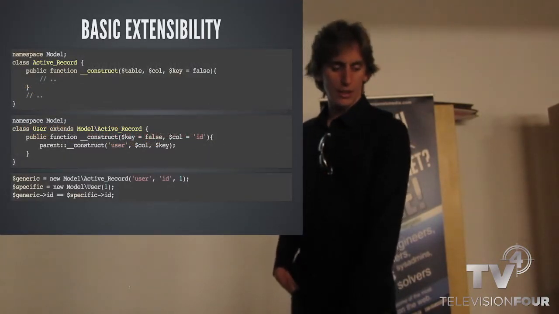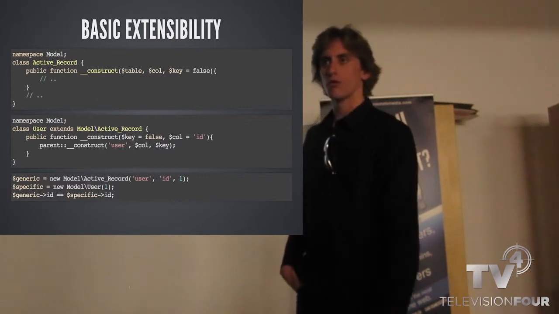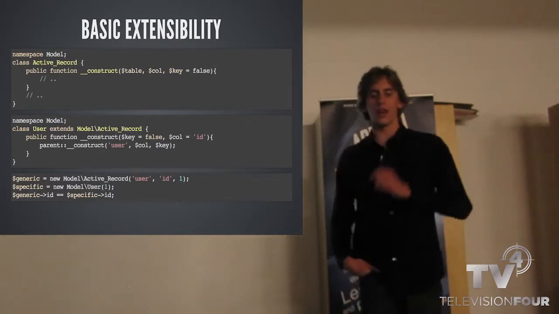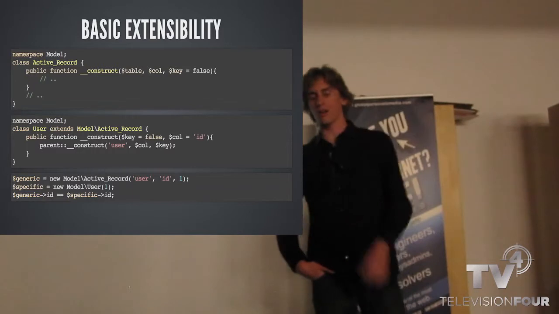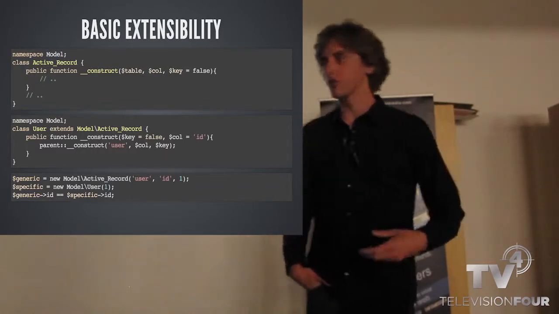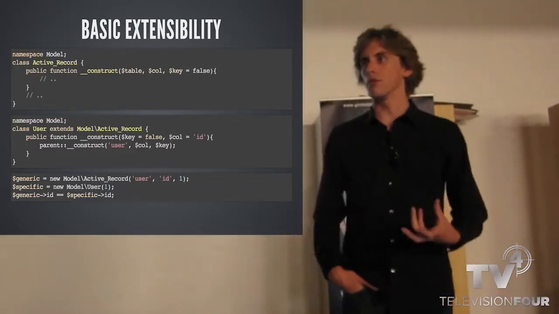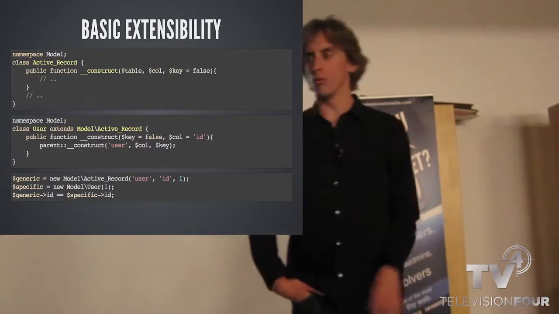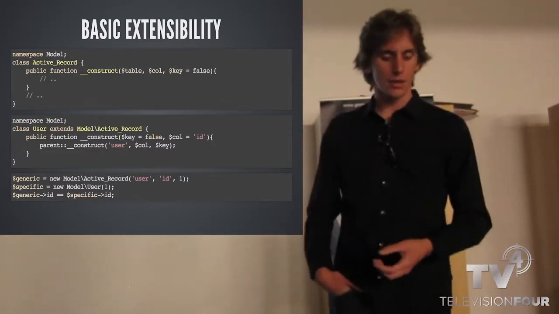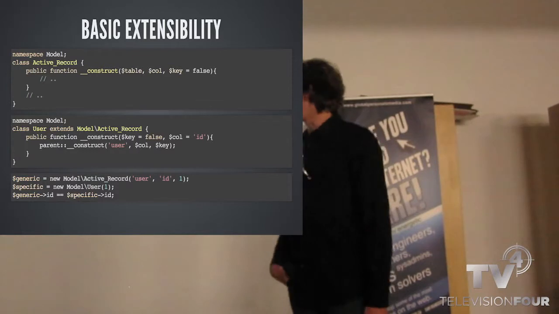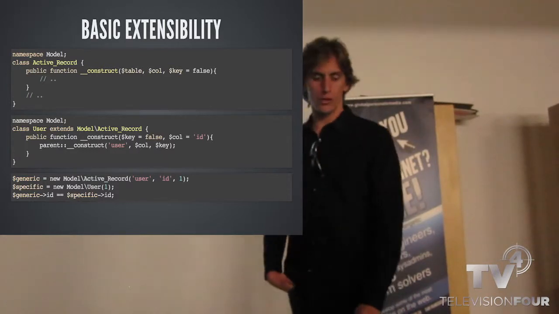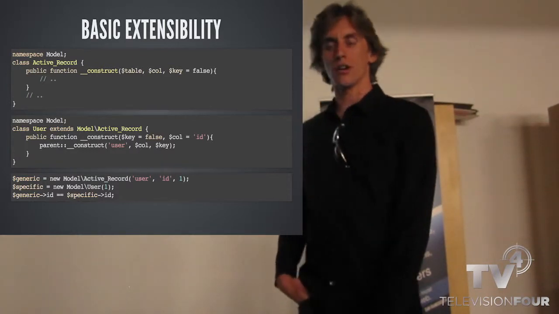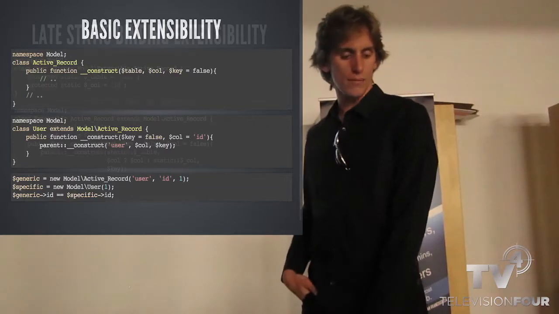Now basic extensibility. Just an example of what I was talking about: if you wanted a user model, I'll extend this active record model. I'll lay in the table name always. I'll default what the column should be, probably an ID. And then this is basically an example of showing that the two would be equivalent. So simple extensibility is made possible by these objects.